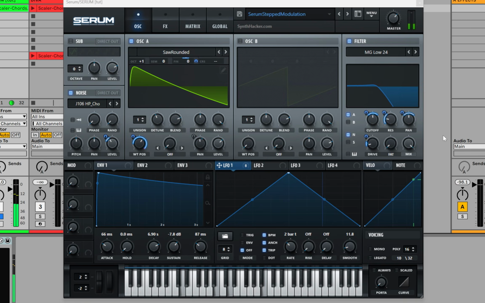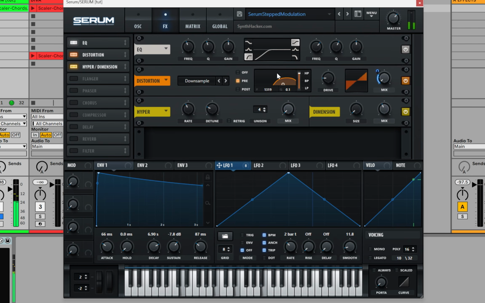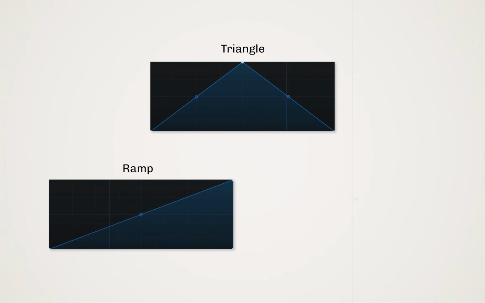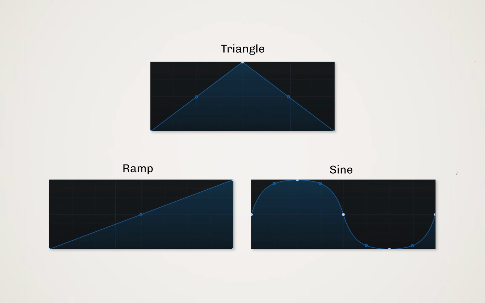To keep pads interesting over time, it's very common to use some kind of LFO, modulating things like the filter, wavetable position, pitch, noise, and even effects. The most common LFO shapes we use are things like triangles, ramps, and sine waves that have a continuous, kind of smooth character to them.